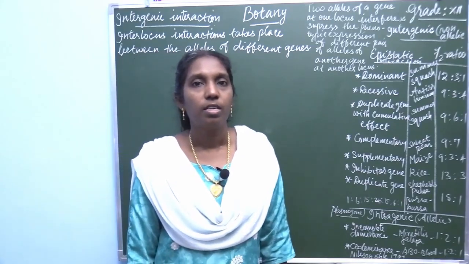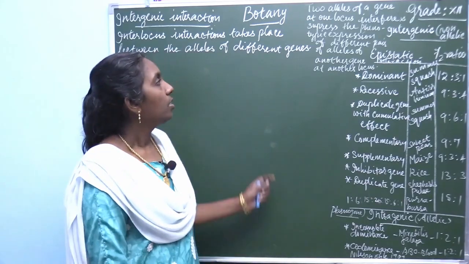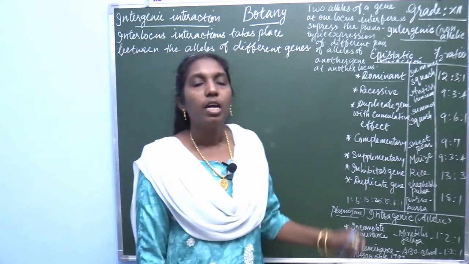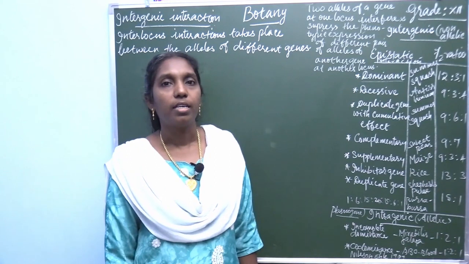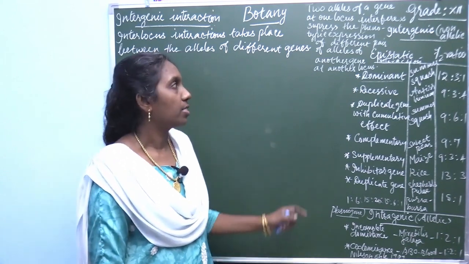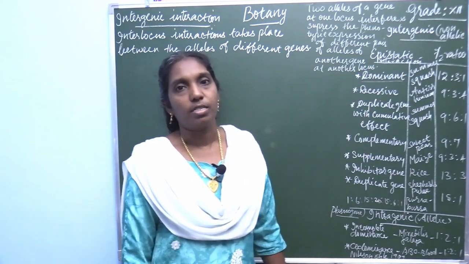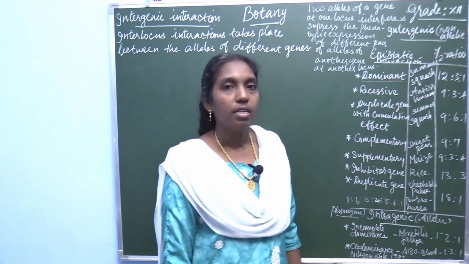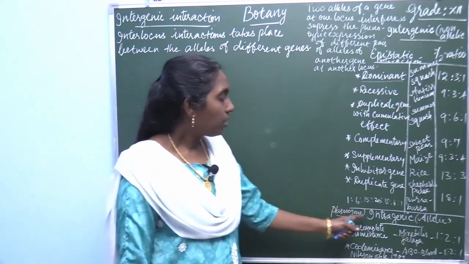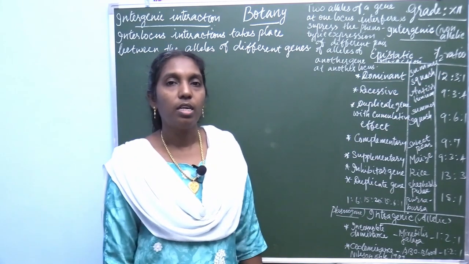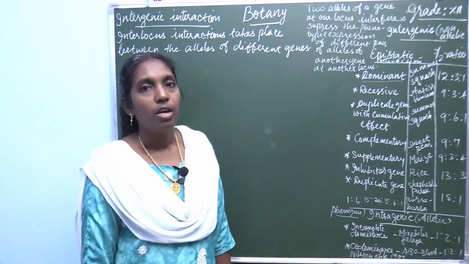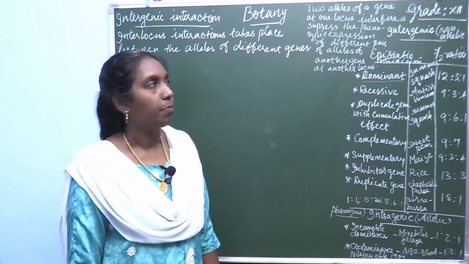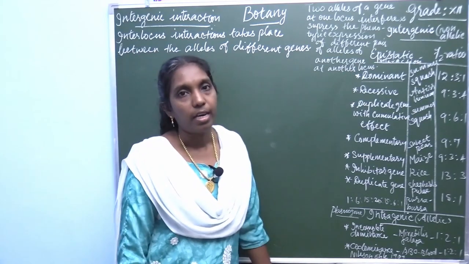Let's continue genetic interactions. Gene interactions are broadly classified into two different types, intergenic interactions and intragenic interactions. Intergenic interactions are otherwise called non-allelic interactions, and intragenic interactions are otherwise called allelic interactions. Today we are going to learn intergenic interactions. Let's start with intergenic interactions.